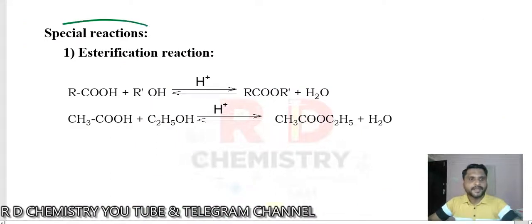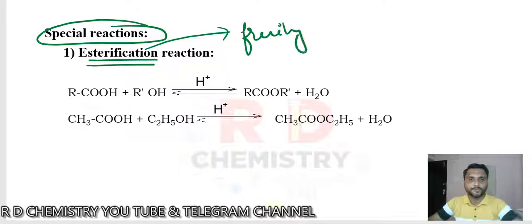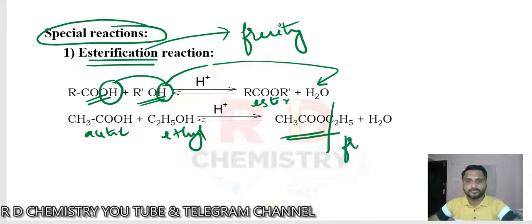We have some special reactions of carboxylic acid like the esterification reaction, and esters have a fruity, pleasant smell. Okay. So here carboxylic acid reacts with the alcohol to give an ester. This is an ester. Okay. So we have to remember here, hydrogen from the alcohol and OH from the carboxylic acid are removed to give a water molecule. If I take acetic acid and ethyl alcohol, then it gives ethyl acetate, okay, which is a fruity, pleasant smell compound here. Okay.